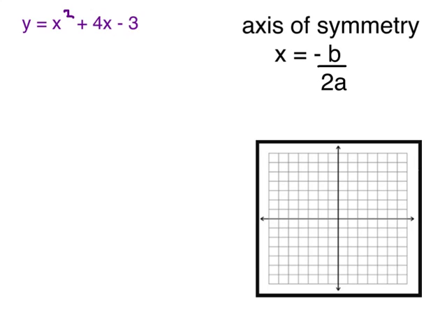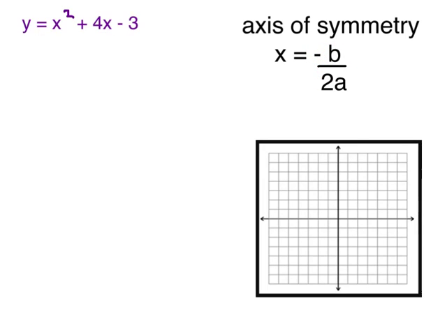Let's take a look at what the B coefficient is for. It's actually to determine the axis of symmetry, that invisible line that cuts the parabola straight down the middle. The formula to get the axis of symmetry is -b over 2a.